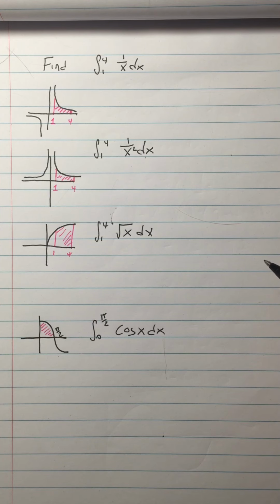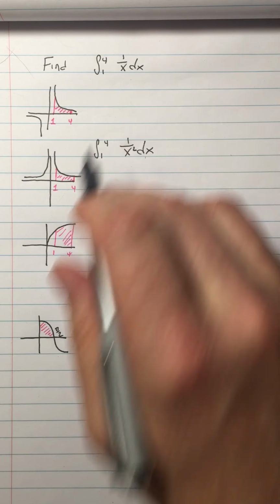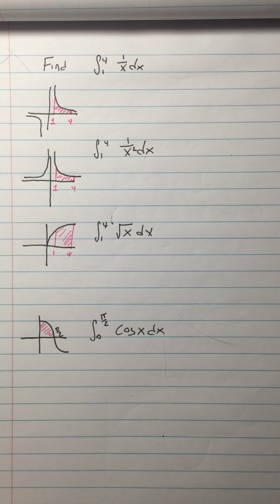All right, let's look at some more areas. I got pictures, I got functions. We're going to just get a bunch of areas. So this one says the integral from 1 to 4 of 1 over x dx. What do you think is the antiderivative for 1 over x? Think about it. What do you think it is?